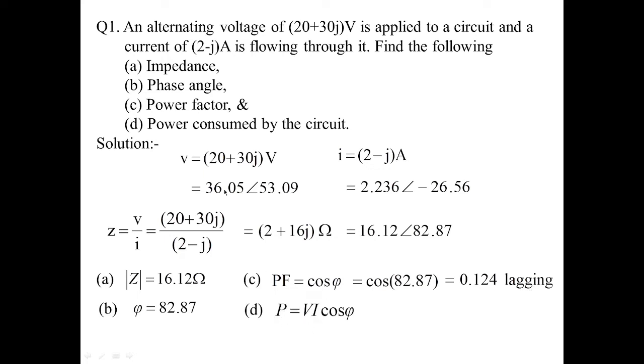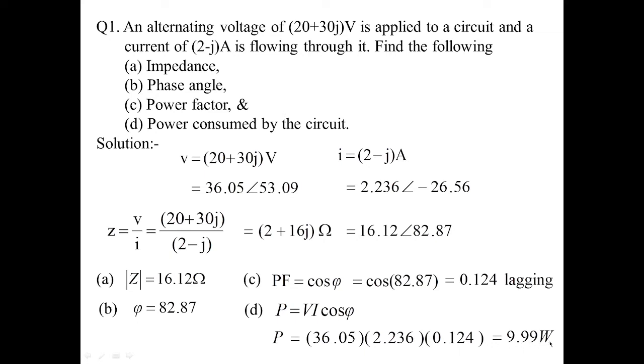Now calculate the power consumed by the circuit. P is given as VI cos phi. Substitute the values: V is equal to 36.05, I is equal to 2.236, and the cos phi value is 0.124. This will give you the value of power consumed by the circuit as 9.99 watts.